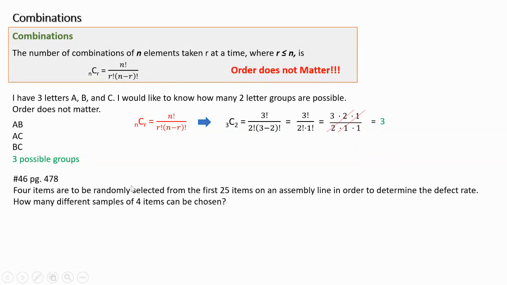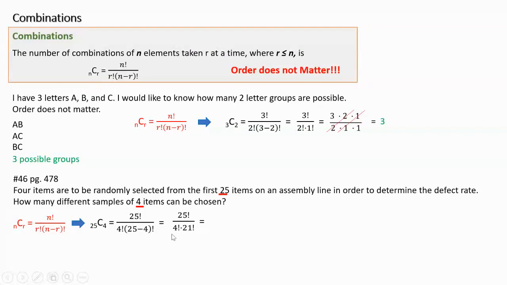Okay, now this is number 46 from page 478. 4 items are to be randomly selected from the first 25 items on an assembly line in order to determine the defect rate. How many different samples of 4 items can be chosen? So it's going to be 25C4, right?